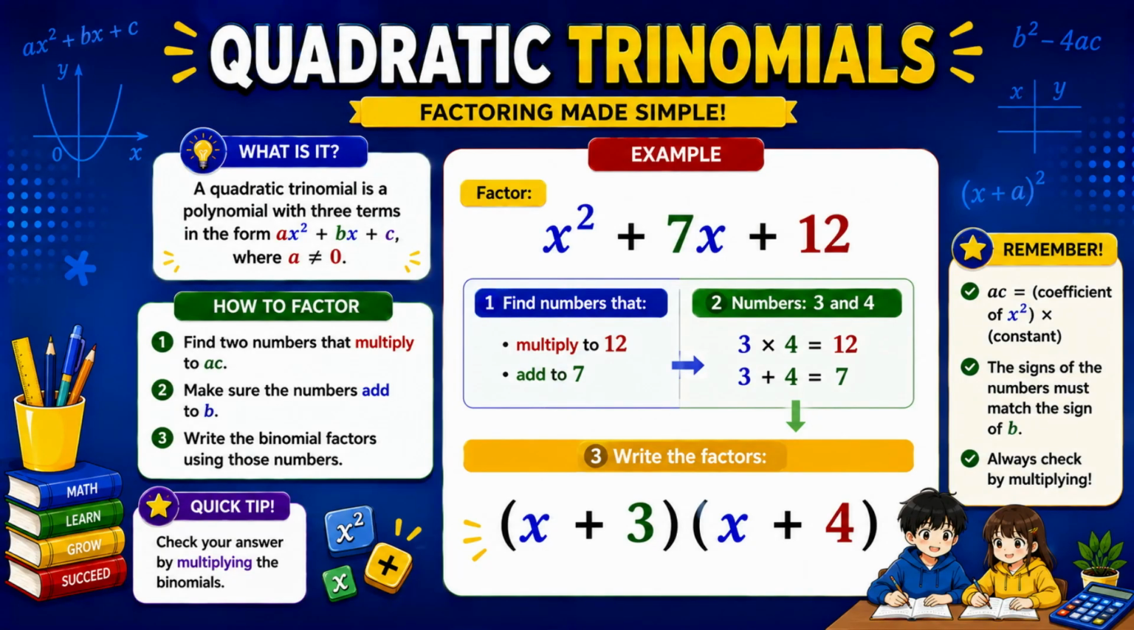To factor this trinomial, look for two numbers whose product is 12 and whose sum is 7. Those numbers are 3 and 4. Therefore, the factors are x plus 3 and x plus 4.